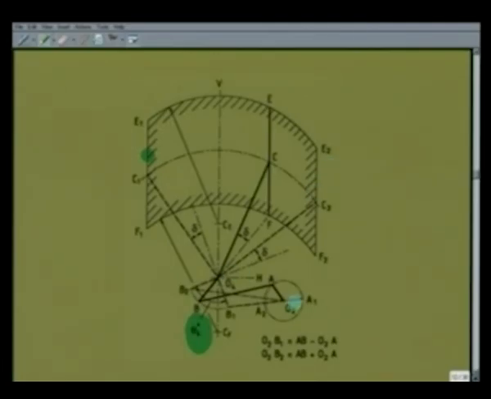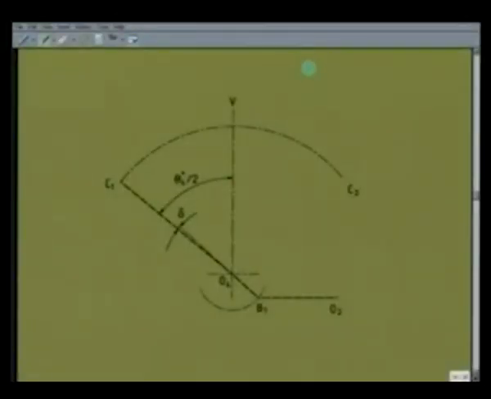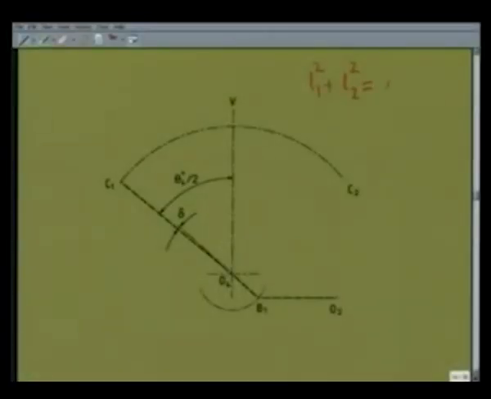That means O2A1 and O2A2, these two extreme positions corresponding to these extreme positions of the follower, the crank angle should be 180 degrees. So we have no quick return, for which we need L1 squared plus L2 squared is the same as L3 squared plus L4 squared.